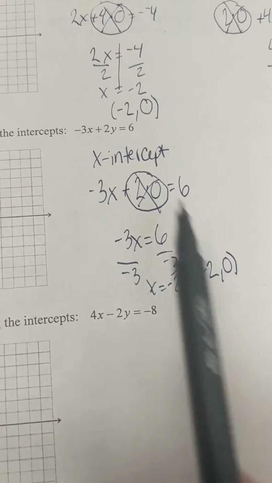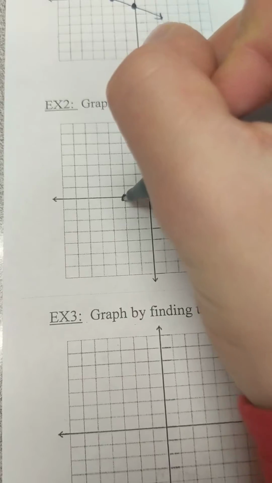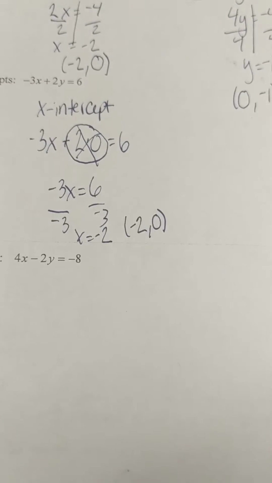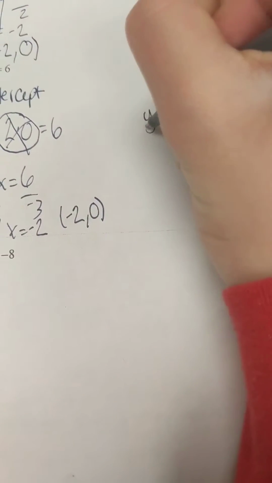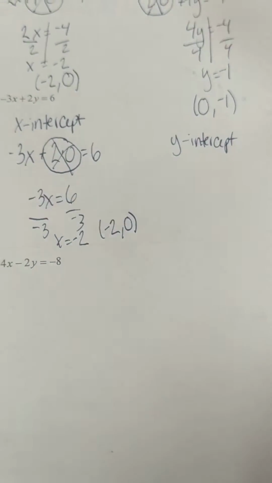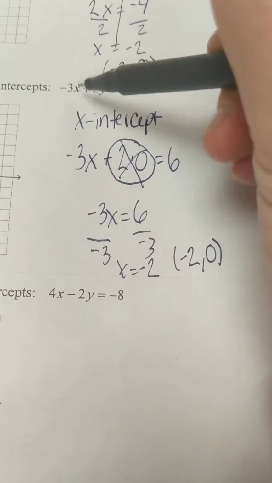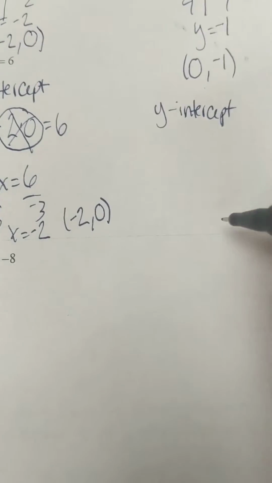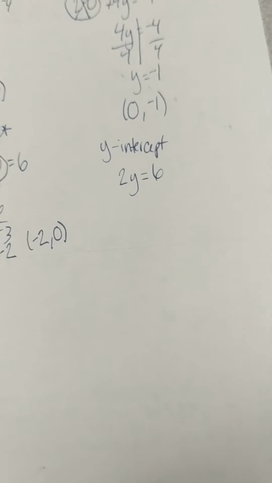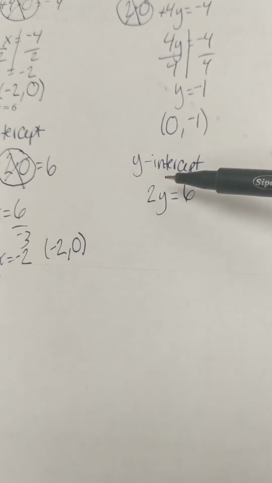Just a coincidence that those are the same. So I go to negative 2 on the x-axis to plot my x-intercept. Now I'm going to find my y-intercept. So my y-intercept, I'm plugging 0 in for x. And we've already seen if I plug 0 in for x, that term is going to go away. Leaves me with just 2y equals 6. So there's a shorter step where you can just ignore the x term and look at the y term since we're solving for y.